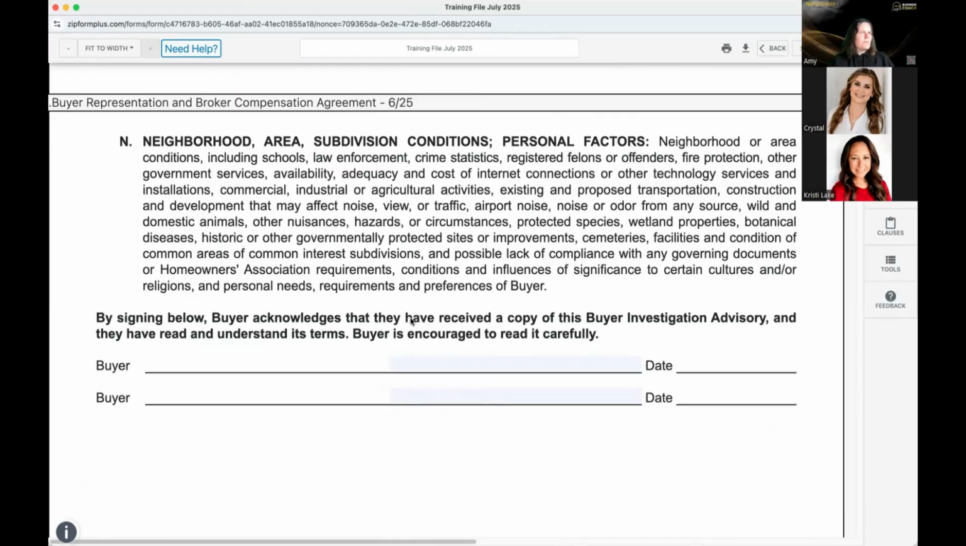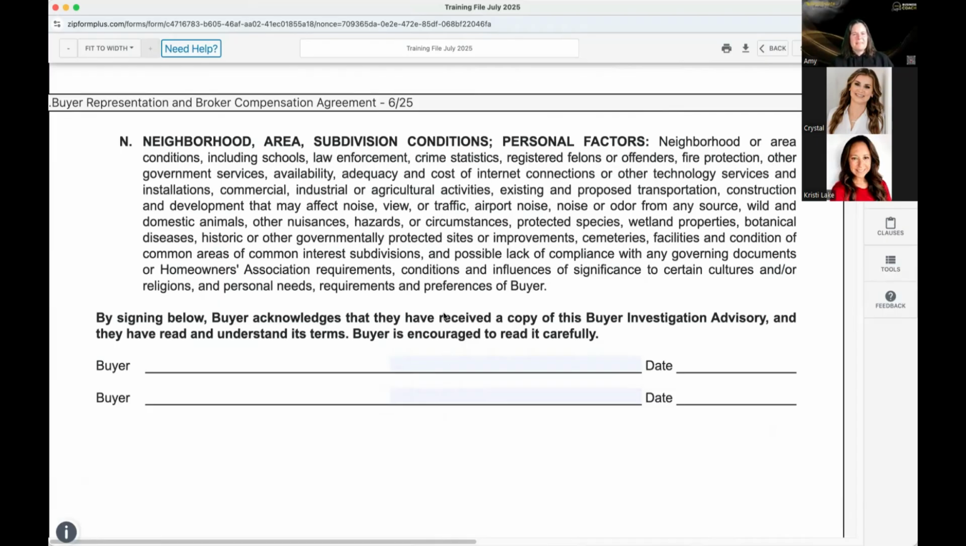Crystal, what is the form of the full list? What's your question? I don't understand. Sorry, I didn't want to interrupt you. The form that had the full list of inspections that are available. Oh, yes. That's the SBSA, the Statewide Buyer and Seller Advisory, SBSA.